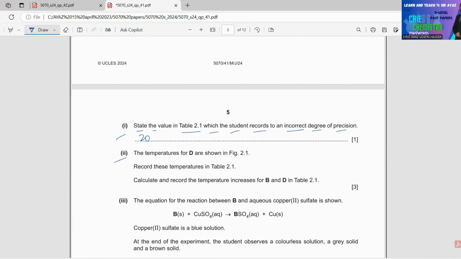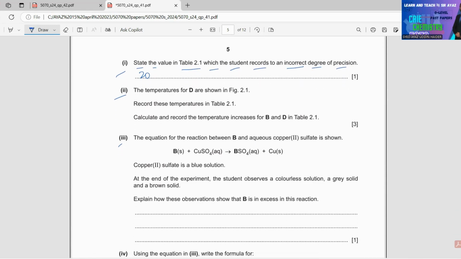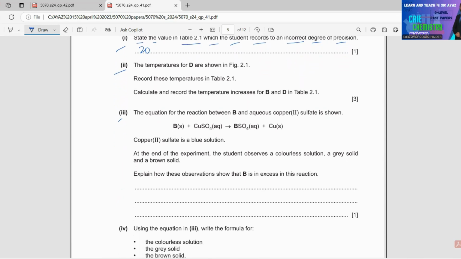Moving to the next part, which is part 3. The equation for the reaction between B and aqueous copper 2 sulfate is shown. B solid plus CuSO4 aqueous gives BSO4 aqueous plus Cu solid. Copper 2 sulfate is a blue solution. At the end of the experiment, the student observes a colorless solution, a gray solid, and a brown solid. Explain how these observations show that B is in excess in this reaction.